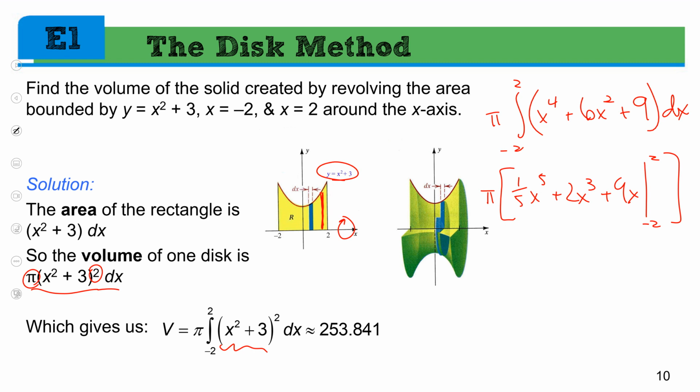Well, that would be fun. Plug in 2 into that, plug in -2, subtract, get an answer. Or you could just have fnInt it and get 253.841. I'm not necessarily concerned if you can find the answer, because I know you can find the answer. I'm more concerned about, are you going to be able to recreate that method for finding that volume? Yes or no? We're good.